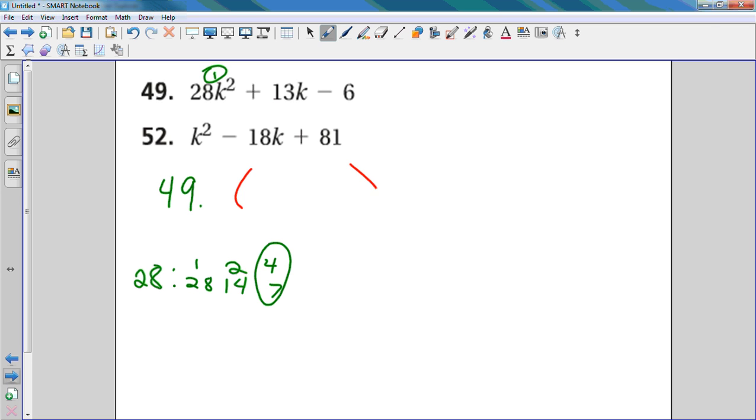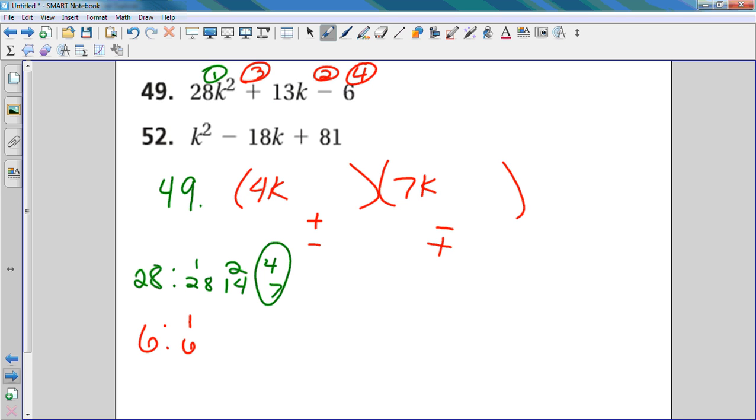I'm going to split my k's, and I have 4k and 7k. So if I multiply those 2 together, I get 28k squared. Second step, check your sign. Negative, so that means I either have a plus minus or a minus plus. Step 3, check this sign. It means whatever I multiply, the plus has to be larger. Step 4, write your factors of 6. So it's 1 and 6, 2 and 3.